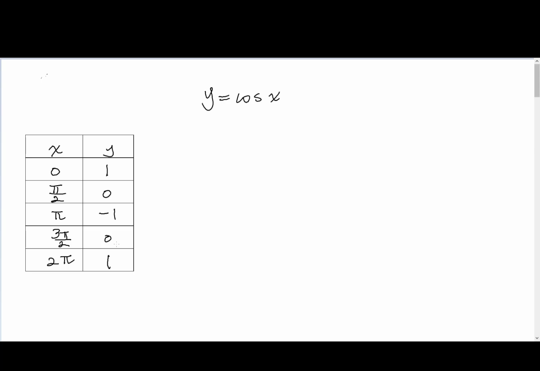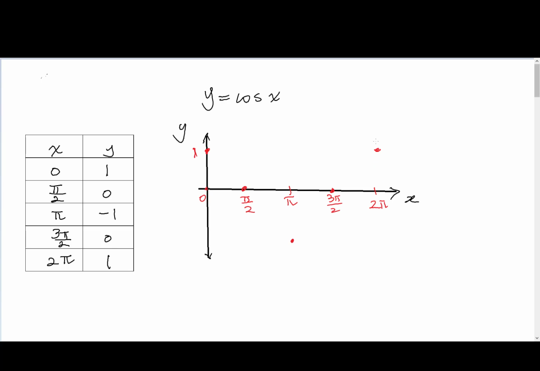So you use this to graph y equals cosine x. Here I gave the x and y axes. When x equals 0, y equals 1. When x equals pi over 2, y equals 0. When x equals pi, cosine pi is negative 1. When x equals 3 pi over 2, cosine 3 pi over 2 is 0. When x equals 2 pi, cosine 2 pi is 1. So using these basic 5 points, you can graph the cosine function for 1 period.